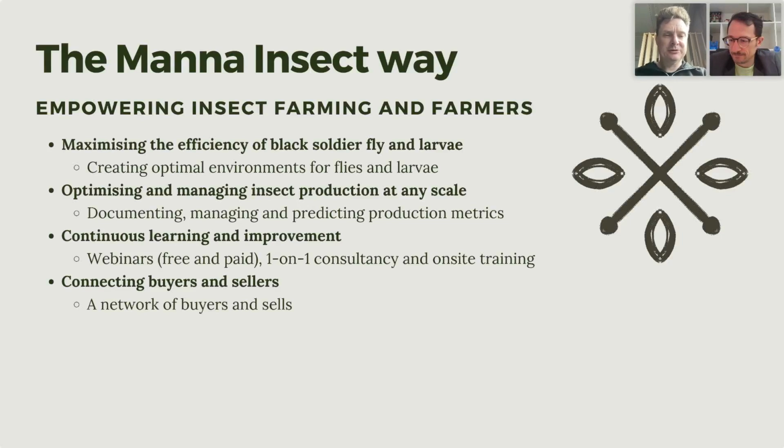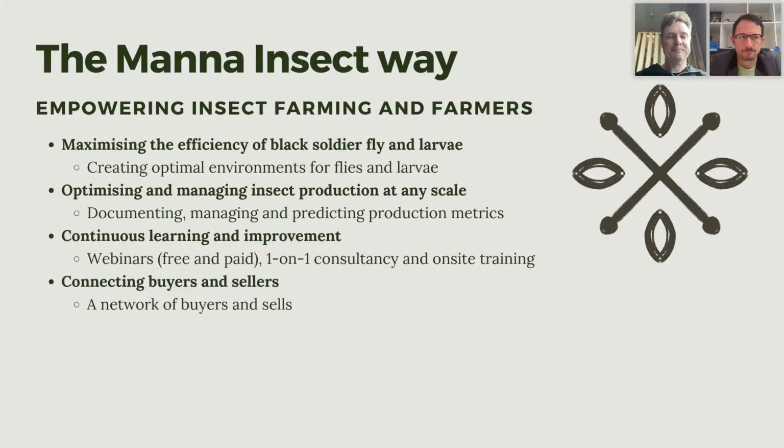Also, referring to what I said before, we have so far been known for our products on the climatization side. Based on many customer interactions, we started to look more holistically at how we empower insect farming and farmers. And what we see are four areas of insect farming. The first one is how do we get the maximum productivity out of black soldier flies and the larvae. One way to think about this from a technical point of view is how we create optimal environments for the flies and larvae.